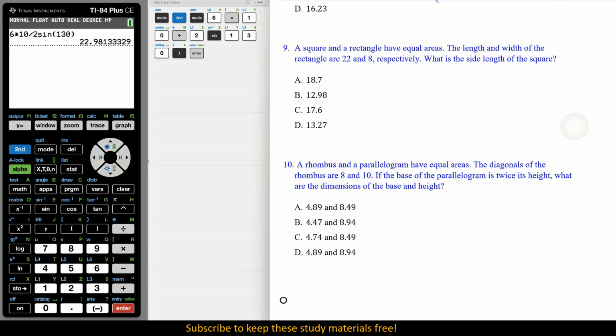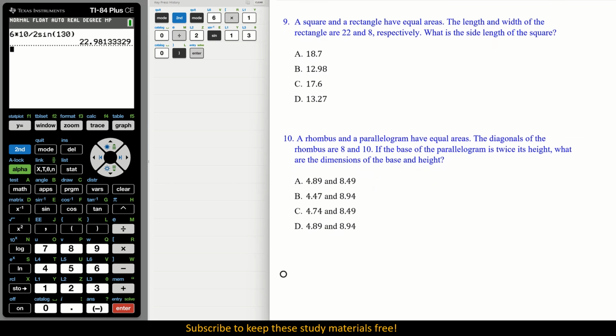All right, go all the way up. Okay, a square and a rectangle have equal areas. The length and width of the rectangle are 22 and 8 respectively. What is the side length of the square? Okay, that sounds worse than it is.